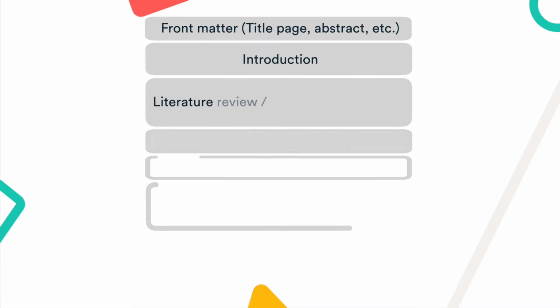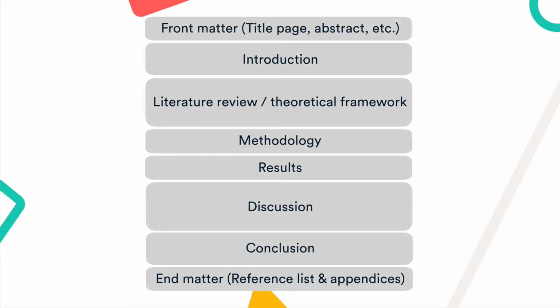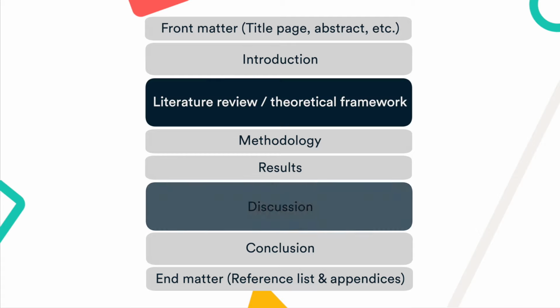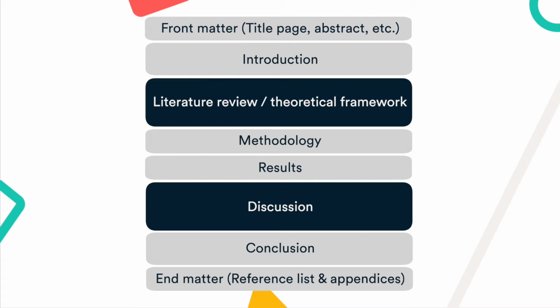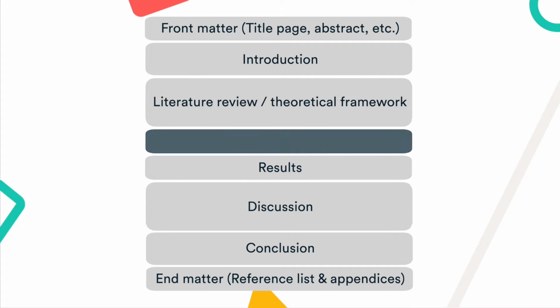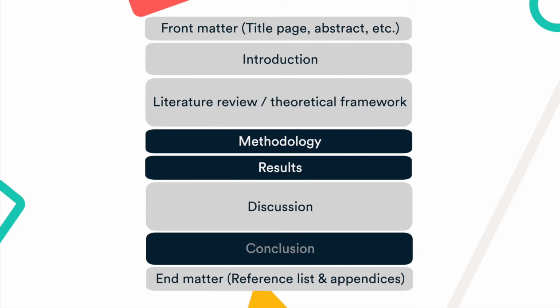How long should each section be? This is a really common question, although it really depends on the type of research you do. Here's a rough idea of the proportions. Generally speaking, the literature review and discussion should take up a bigger portion of your dissertation, whereas the methodology, results, and conclusion are usually relatively short.